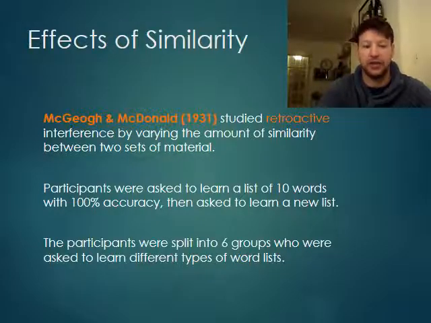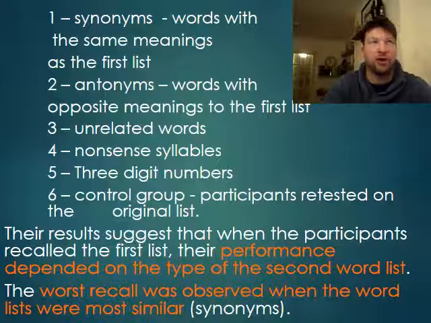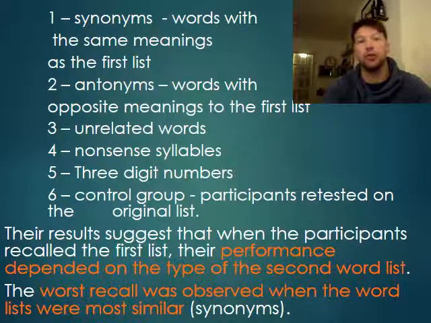Then they split into one of 6 groups who were asked to learn a different word list, a secondary word list. These were the six independent variables. So synonyms, words with the same meanings as the first list. Antonyms, words with the opposite meanings to the first list. For example, I might have huge, large, big in the first list, and then in my second list, massive and so on for synonyms, whereas an antonym, the opposite of huge, would be small, tiny, and so on.